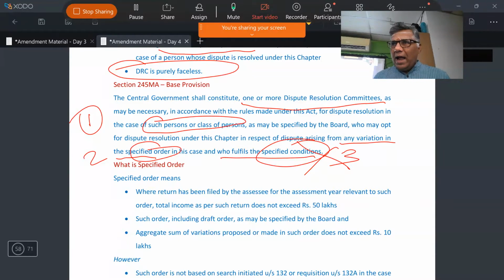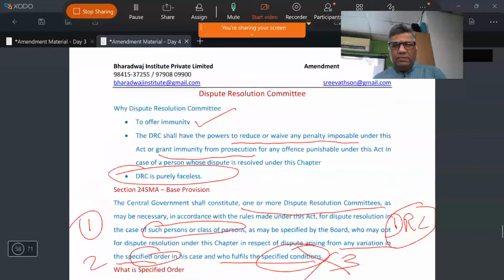Okay, and DRC is final. You cannot dispute against the DRC. You cannot go on an appeal against the DRC. Okay, so in our notebook, dispute resolution committee.